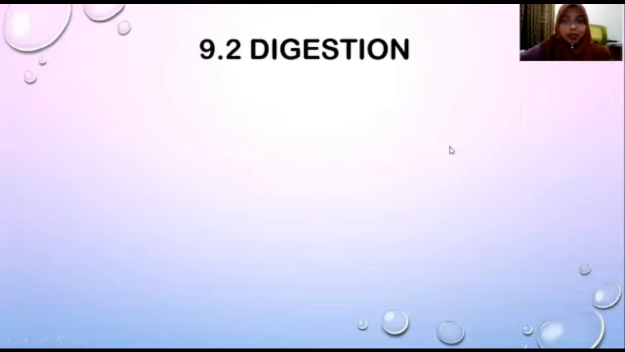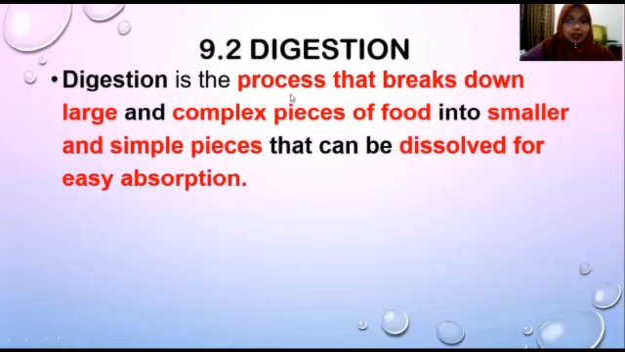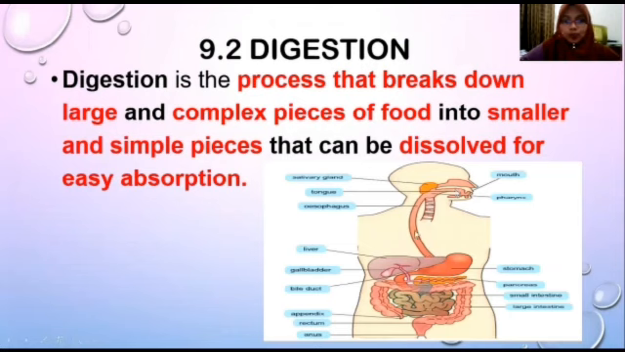Please remember the meaning of digestion. What is the meaning of digestion? The digestion is the process that breaks down large and complex pieces of food into smaller and simple pieces that can be dissolved for easy absorption. So this is the meaning of digestion. Okay, the process to break down the larger molecule, or larger food into smaller or simple pieces of food. So it can be easier to be dissolved, and absorbed in our body. Okay, so this is the part of our digestive system. You already learned in Form 2.